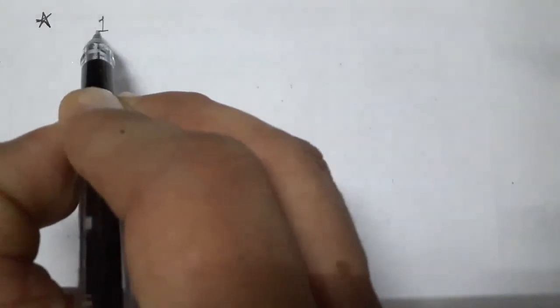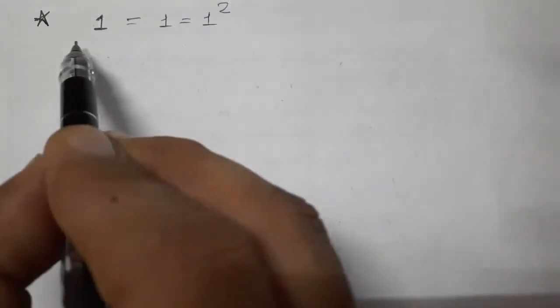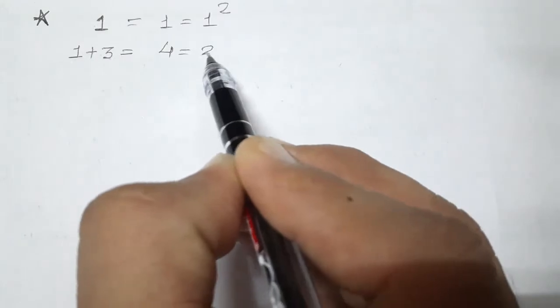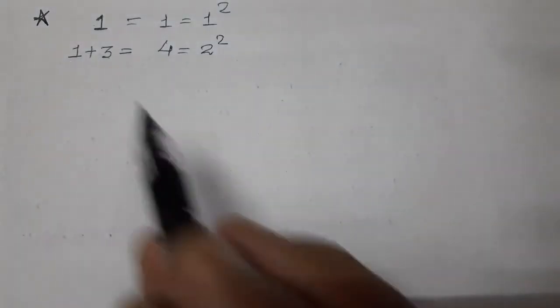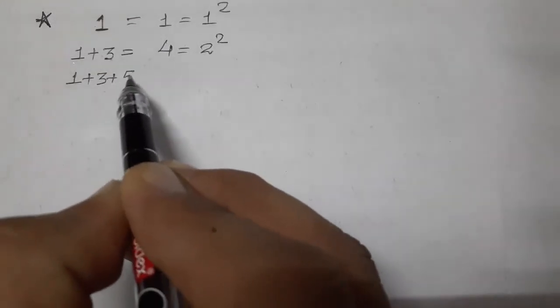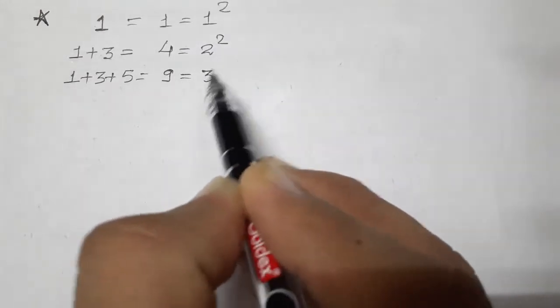Now adding odd numbers. First one, if I add only one number, then it is the square of 1. 1 equals 1 only, meaning it is the square of 1. Now let's add two odd numbers. 1 plus 3. 1 plus 3 is 4. And 4 is the square of 2. Now see, 3 odd numbers. 1 plus 3 plus 5. 5 plus 3 is 8. 8 plus 1 is 9. 9 is the square of 3.